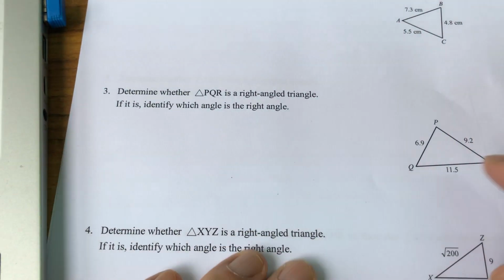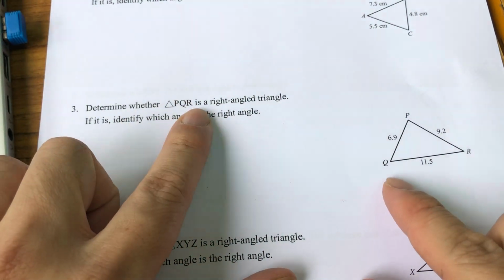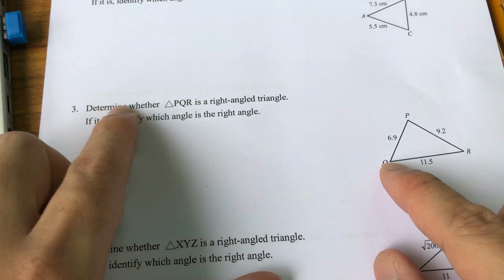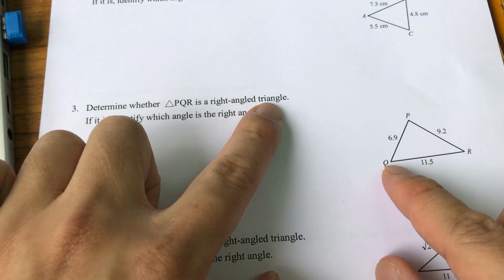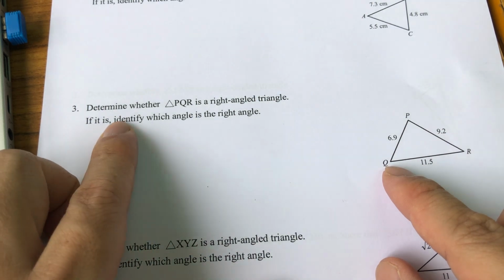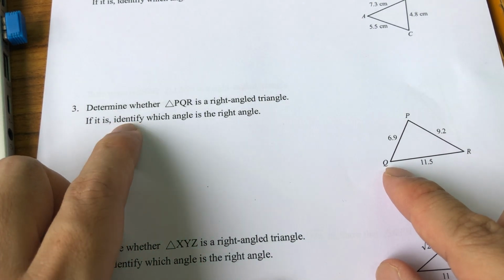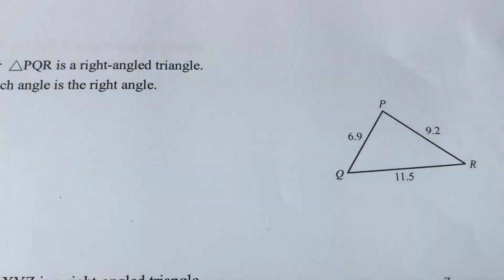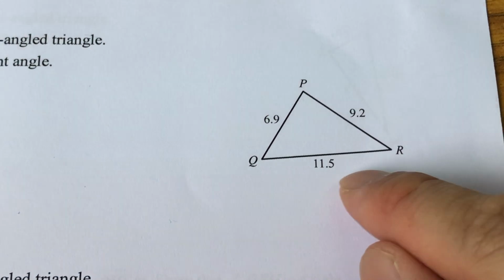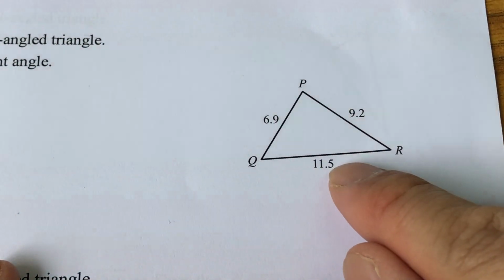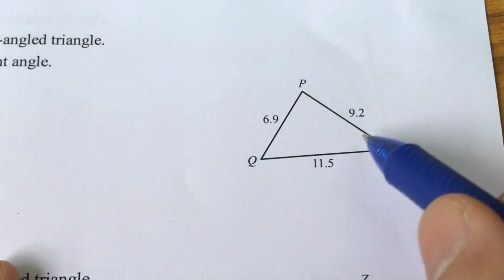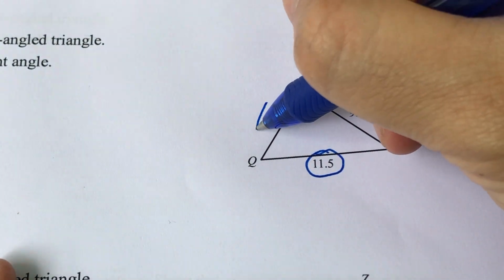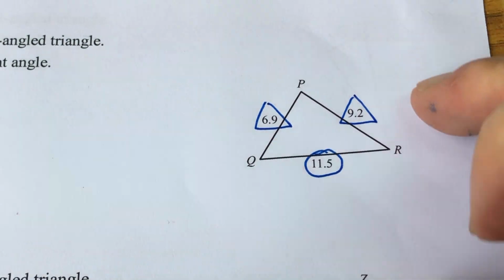Please look at this. There's a triangle here, PQR. You have to determine whether this triangle is a right angle triangle or not. If it is, then you have to identify which angle is the right angle. Now look at this triangle. So do you remember how to check? First of all, which one is the longest length? 11.5 obviously, and therefore these two are the shorter lengths.